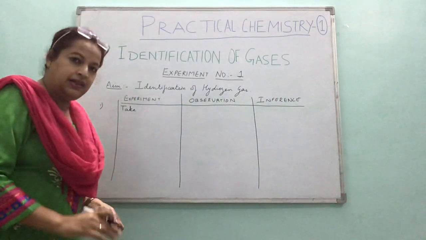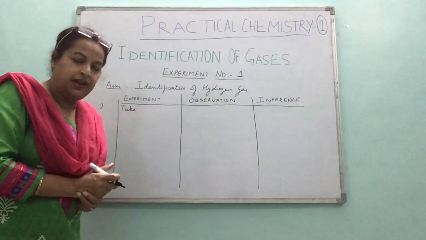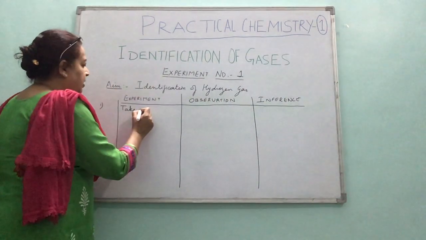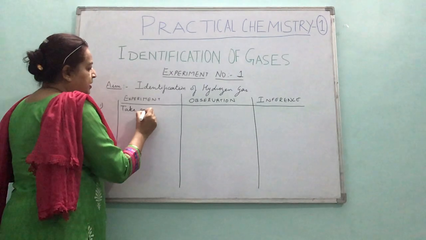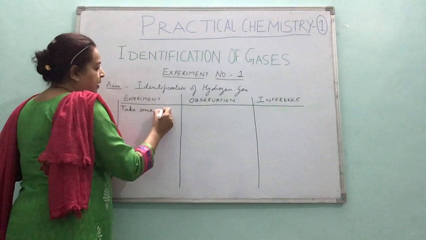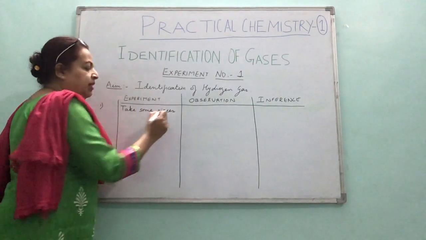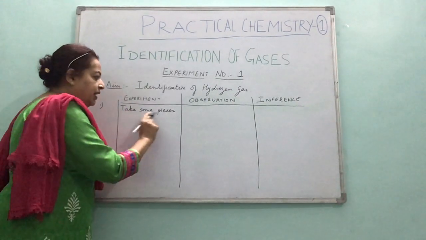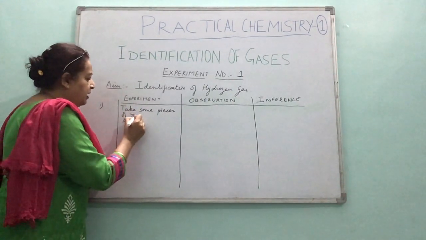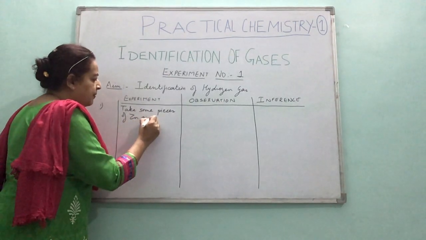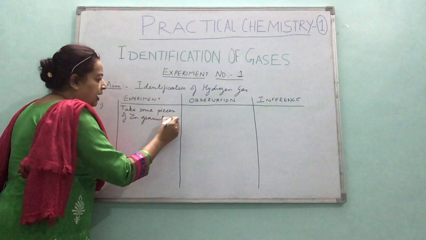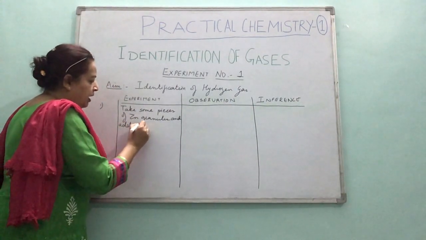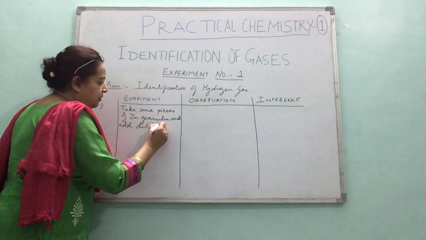Zinc metal is an active metal. You know, it is placed above hydrogen in the series. We have done the activity series of metals. So we take some pieces of zinc. Now zinc is available in the powder form also, in granules also. Since I've got granules, I'm writing some pieces of zinc granules, and add dilute HCl to it.